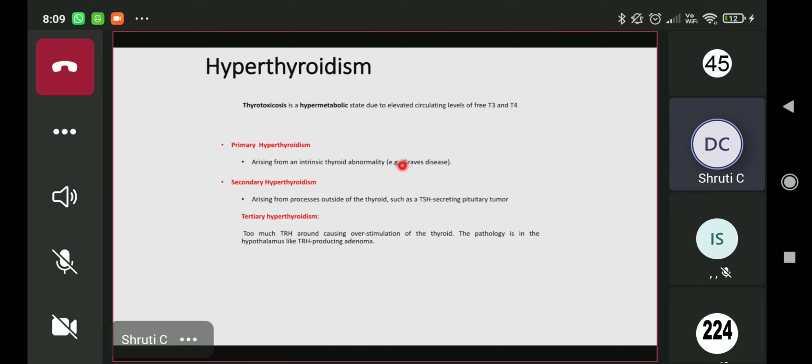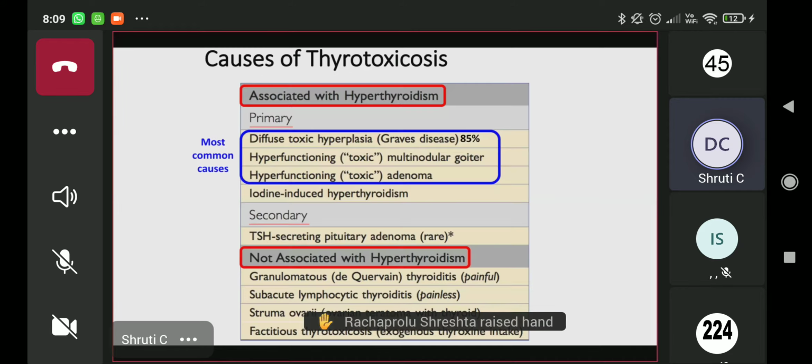I'll be discussing it later on. Secondary hyperthyroidism, which occurs due to processes outside the thyroid, such as TSH secreting pituitary tumor. And tertiary hyperthyroidism, when there's too much thyroid releasing hormone, and the pathology is in the hypothalamus. For example, TRH producing adenoma. Okay, so this table tells you about the various causes of thyrotoxicosis.